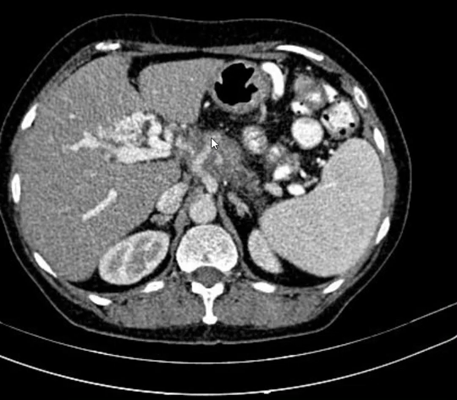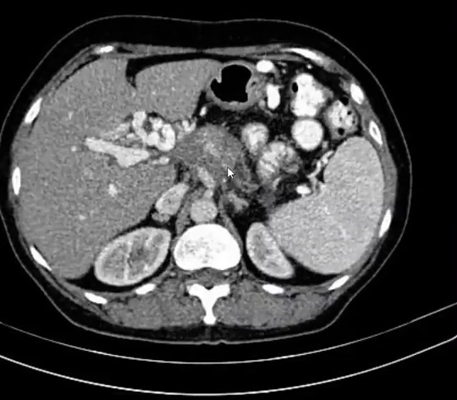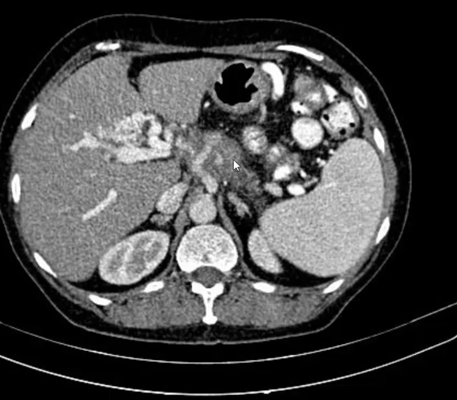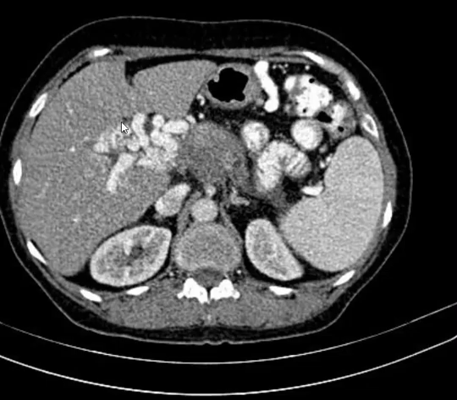It is completely encasing the common hepatic artery, the celiac trunk, even the splenic artery. I can't make out the distal part, but here it is completely encasing the splenic artery too. And I can see the portal cavernoma.